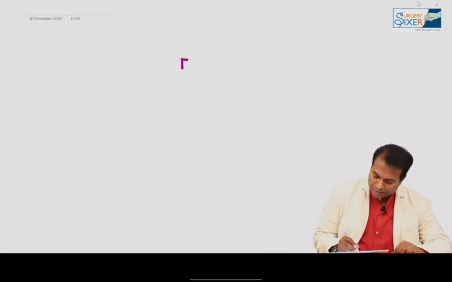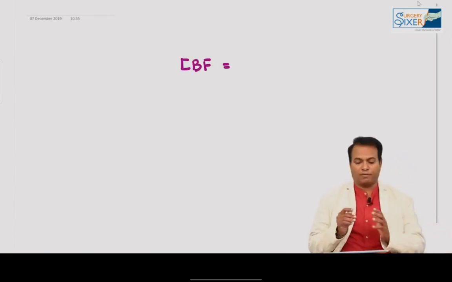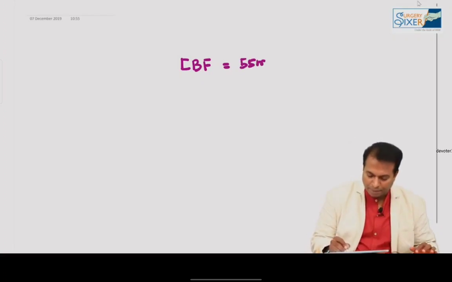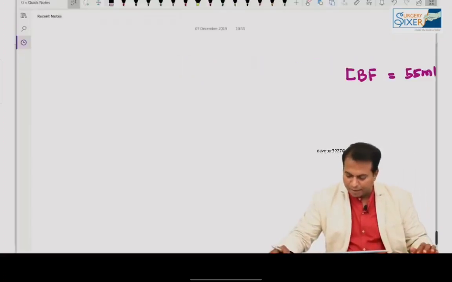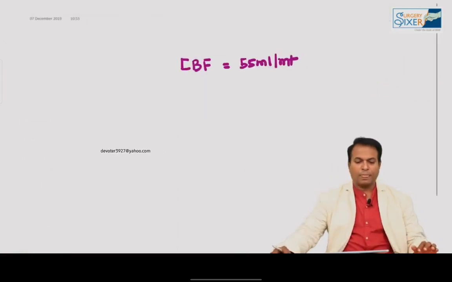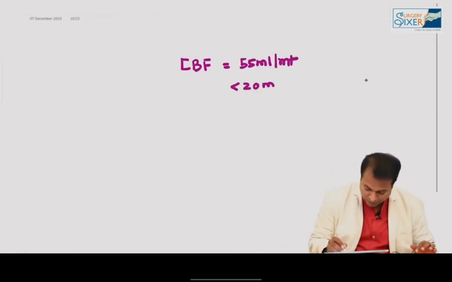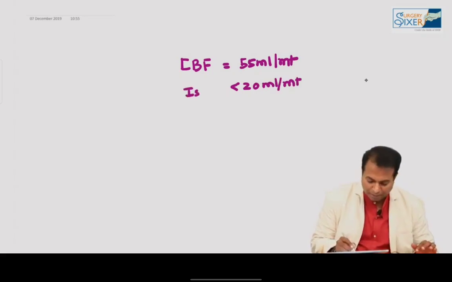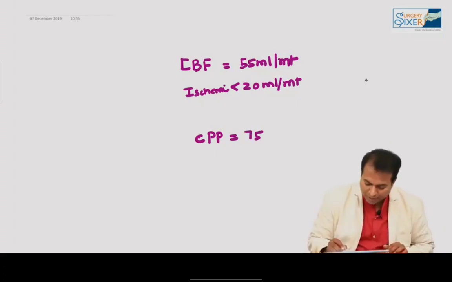Normal cerebral blood flow, how much is it? Normal cerebral blood flow is 55 ml per minute. Please remember this. Ischemia happens in the brain when the blood flow is less than 20 ml per minute. How to prevent this ischemia is by maintaining cerebral perfusion pressure at 75 to 105 millimeters mercury, which is the normal cerebral perfusion pressure.